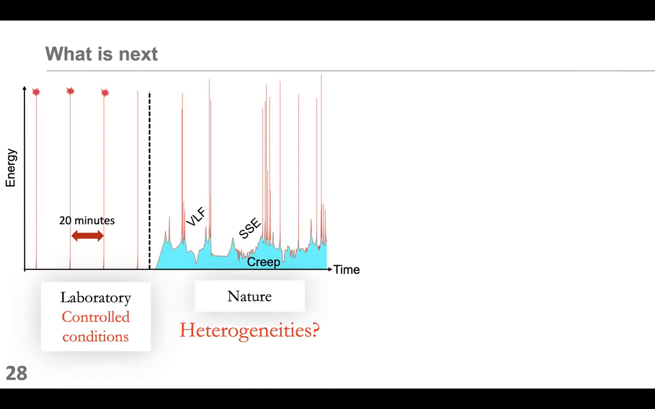So the goal of the ERC proposal is really to study the same physical details of rupture, but along interfaces that present heterogeneities. And these heterogeneities are expected to explain why in nature the release of the energy within the seismic cycle is not only controlled by simple events, but is induced by many different kinds of events, such as very low frequency earthquakes, slow slip events, but also creep and stable slip along the interfaces.